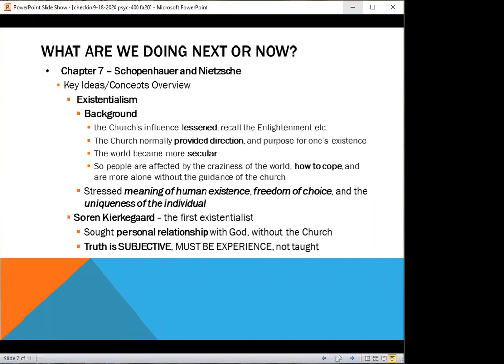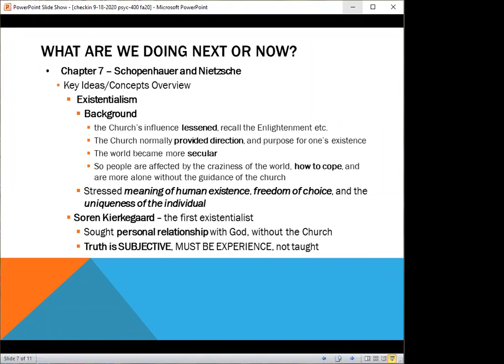We have talked on several occasions already about the role of the church in people's lives. And it was very influential. It was a major player. They dictated a lot as to what went on and had a great deal of influence over people's lives. So the background that sort of would lead to this idea of existentialism first goes back to the idea of the church's influence. Now, the church's influence began to become lessened. They weren't as influential as they once were.